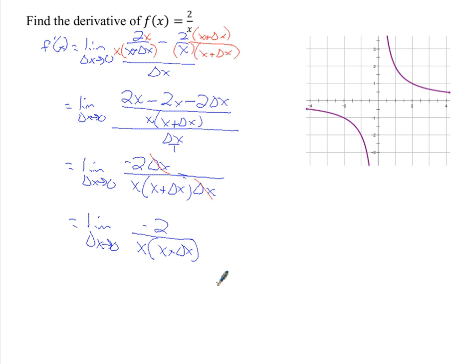Can I now direct substitute? Yes, I can. Usually when you divide out, you can direct substitute. And this is the case here. So I can substitute 0 in for that delta x, and what do I get? Negative 2 on the top over x squared. And that's the answer.